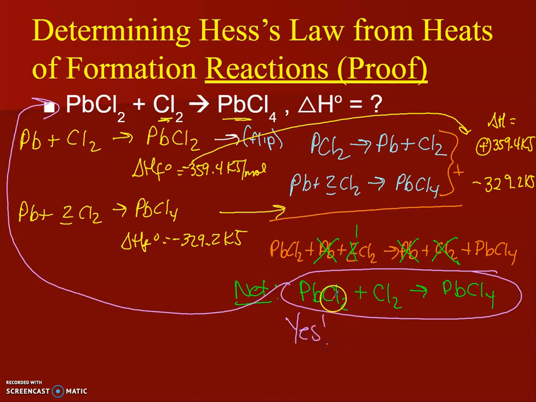Yes. So if I can flip these equations and add them up to get my net reaction, I can flip their heat of formation equations, add them together, and get the delta H of the reaction. So what is 359.4 kilojoules plus negative 329.4 kilojoules? Well, that is a grand total of 30.2 kilojoules per mole.